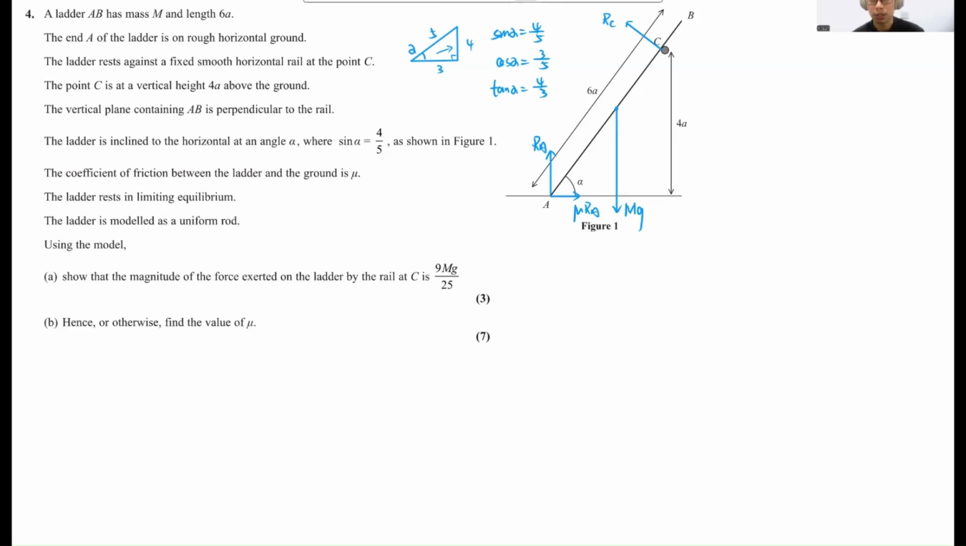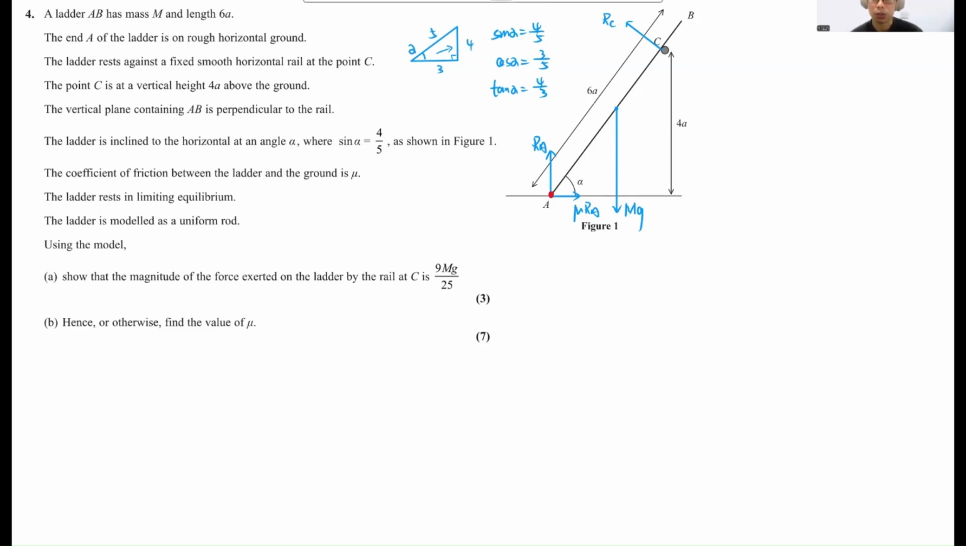All right, same thing as always. We take the moments about point A because we don't know what R is, and we don't know what mu is, so we can't figure out what the friction is. So there are two unknowns at point A. If we take moments about point A, we can ignore those two forces, because the moment of a force at a point which is on the line of that force should be equal to 0. So you can just ignore those two first. We only need to look at the weight mg and RC.